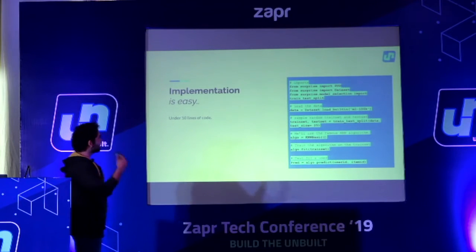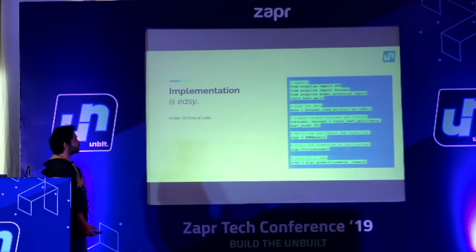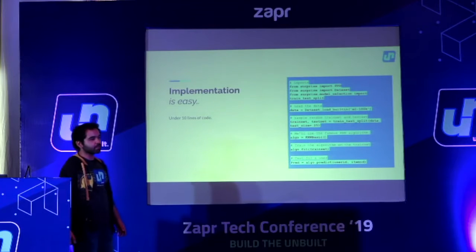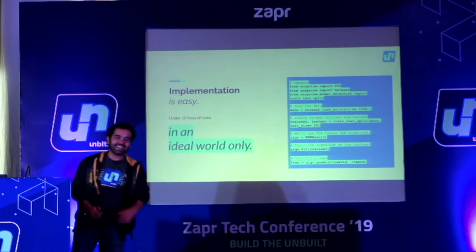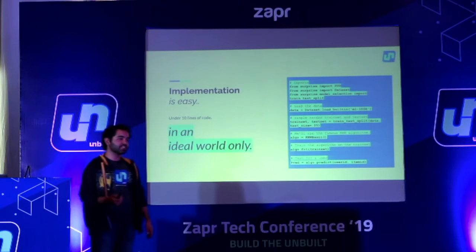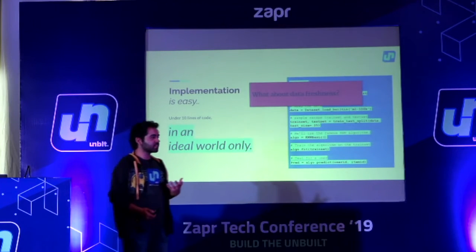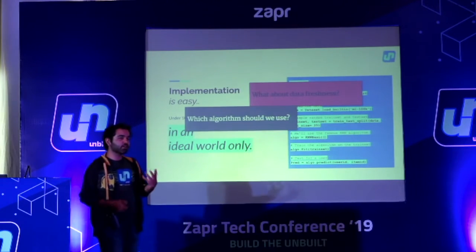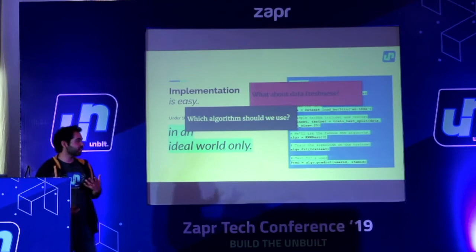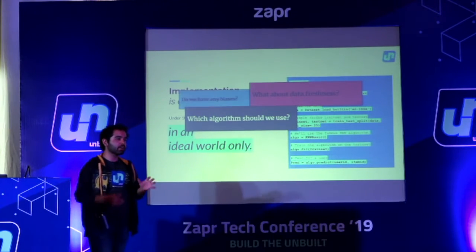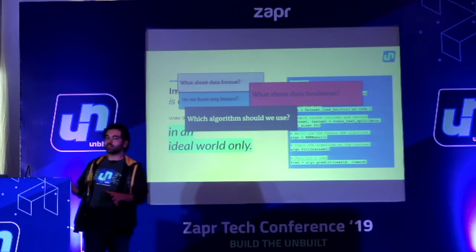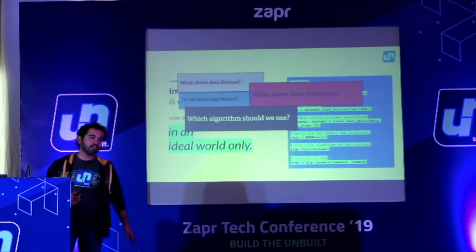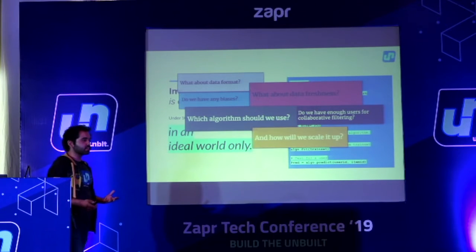Okay? So in 10 lines, you can actually build a recommender system, and it gets that easy, but not in an ideal world. When you're actually building for production users, all these other questions have to pop up. What about how you're going to refresh the data? What is going to be the data format? What algorithm are you going to use? Will there be any biases that you're inherently adding to the system? And how are you going to scale things up eventually?